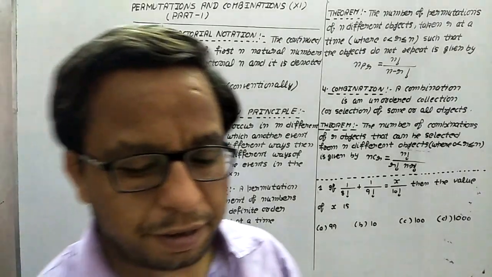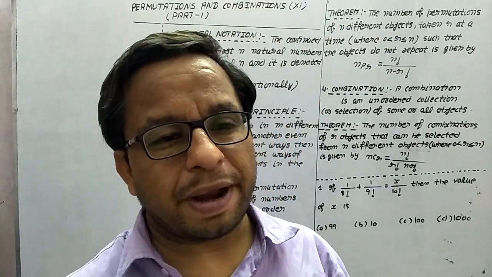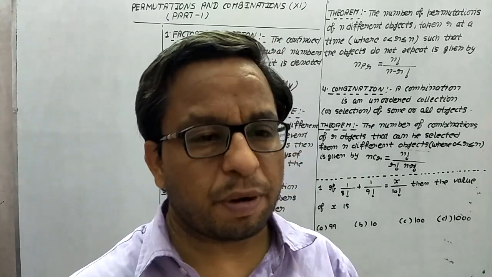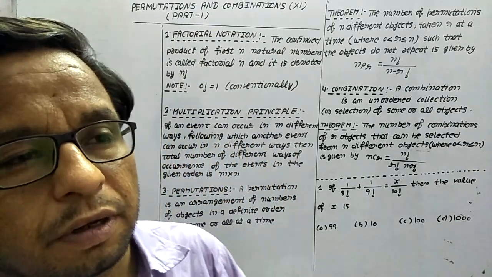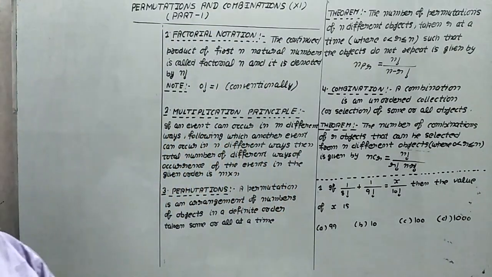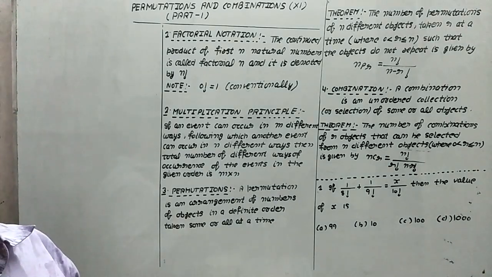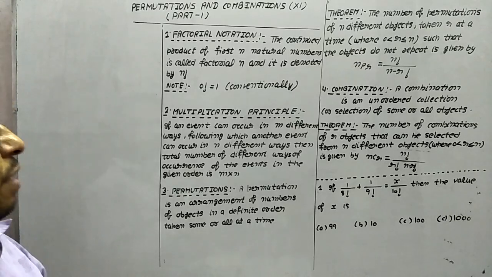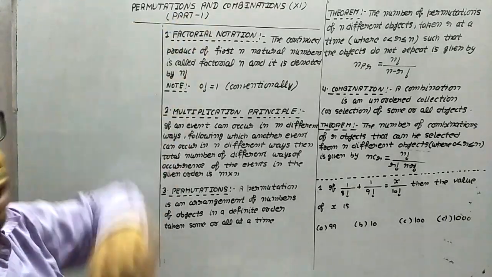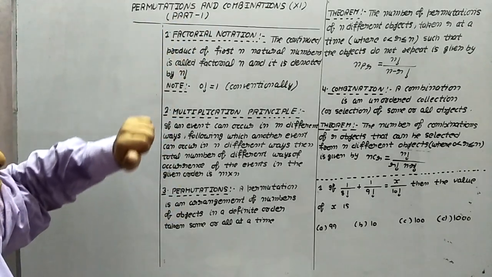Good morning everybody, students. Today I am going to discuss a very important topic, permutations and combinations. To understand this topic, first of all we have to understand some basic concepts. One is factorial notation. So what is the meaning of factorial notation?